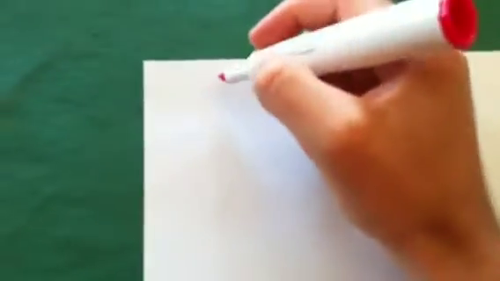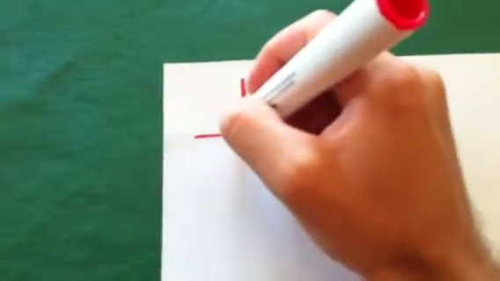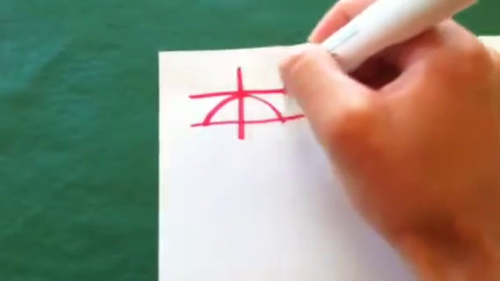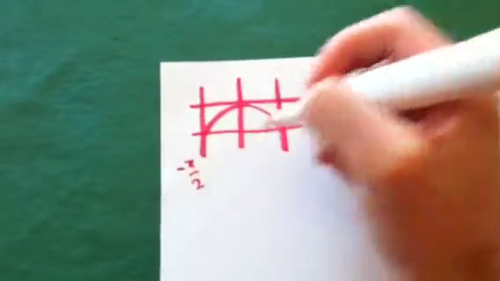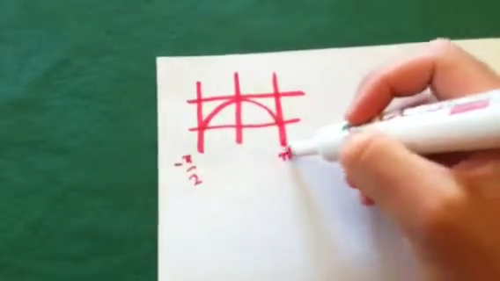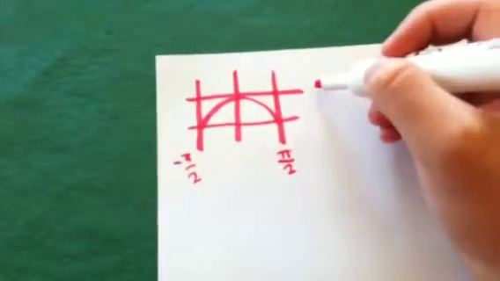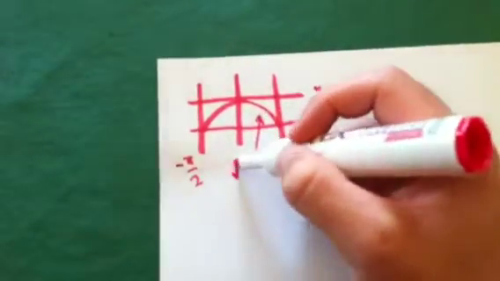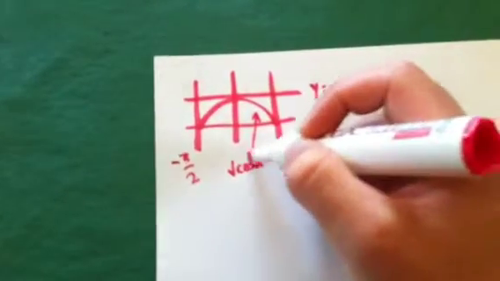Okay, so we have the graph here. This is negative pi over 2. This is pi over 2. This is y equals 1. And this curve is root cosine x.